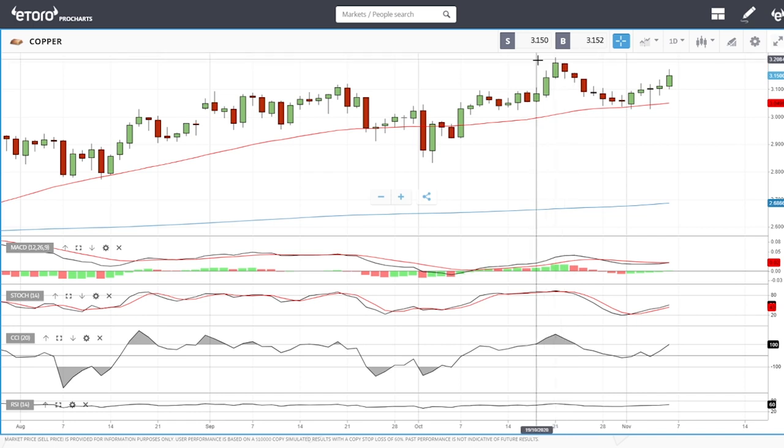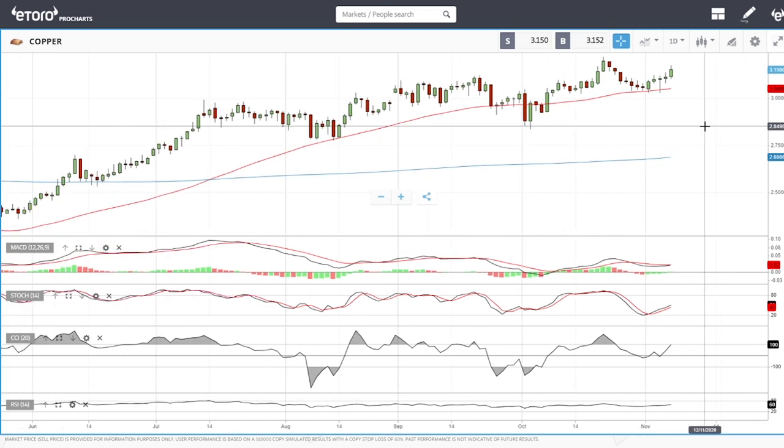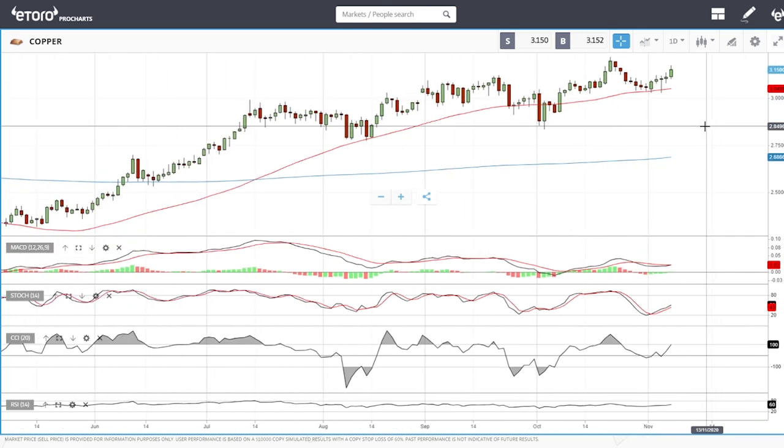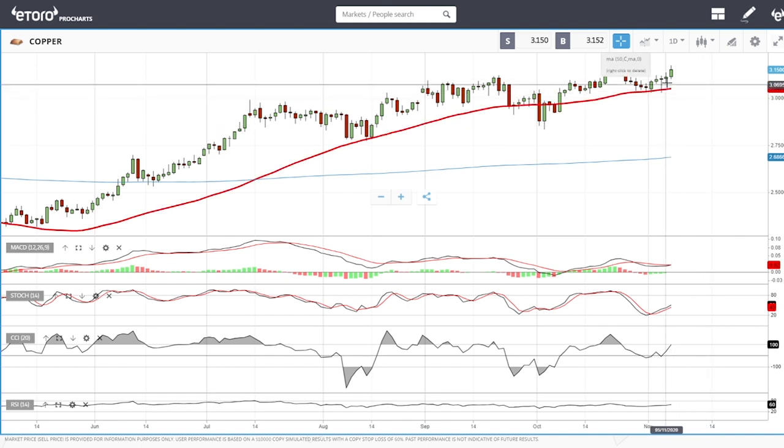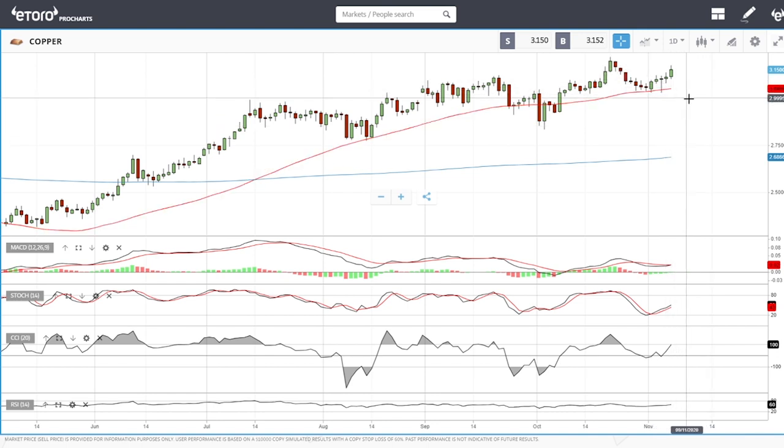So people that can stomach it can basically put in a short at this area here and have a stop loss above. But this is not a market that I'm very interested in, because I need this market to break the 50 moving average in order to be interested in this market. I think this is very overpriced at this point.